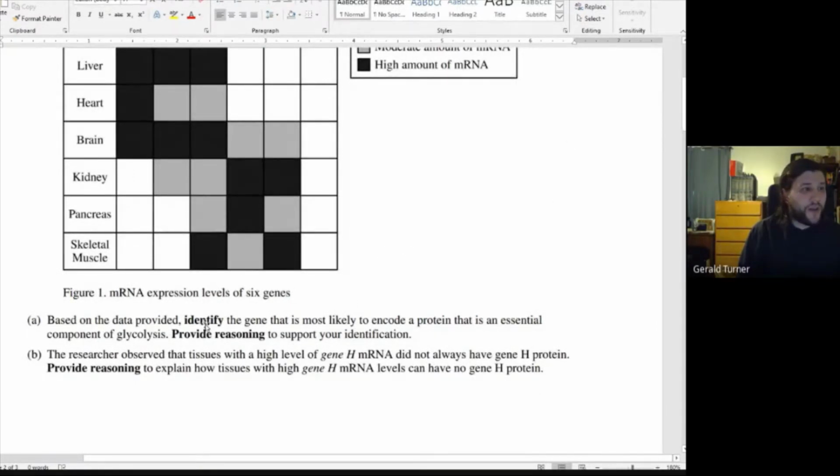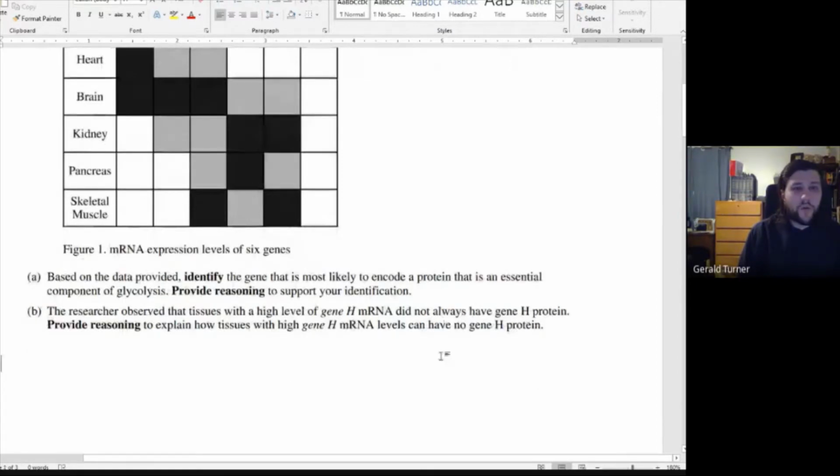First, we need to identify the gene that is most likely to encode a protein that is an essential component of glycolysis and provide reasoning to support our identification. The second part: the researcher observed that tissues with a high level of gene H mRNA did not always have gene H protein. Provide reasoning to explain how tissues with high gene H mRNA levels can have no gene H protein. So we're going to be breaking down those tasks one at a time and looking at what we can do there.